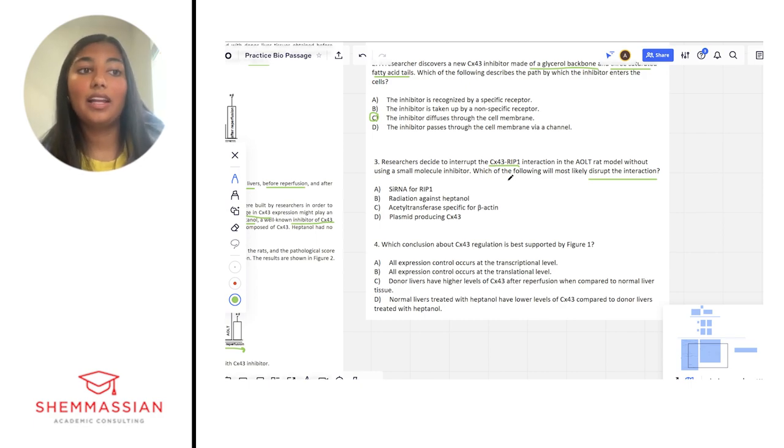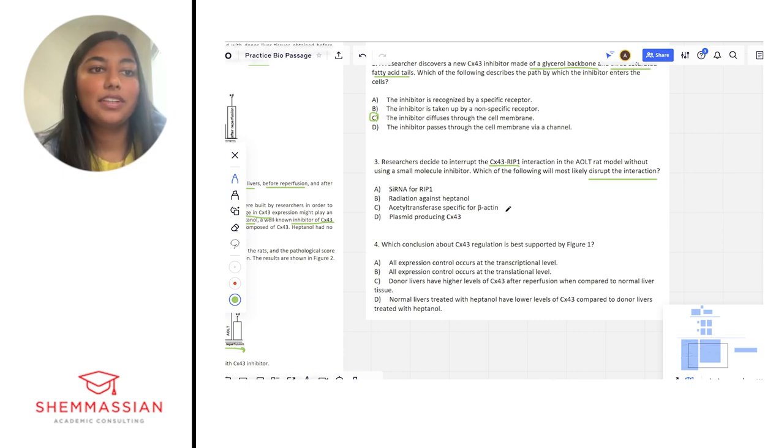So I do know that a lot of times researchers will use radiation or EMS to mutagenize things. However, if we're just using radiation against heptanol, radiation may affect tons of other things within the cell, and we don't really know if it's going to be specific for connexin 43 RAP1 interaction. So while radiation will disrupt the interaction likely, we don't know whether or not it'll mess up a lot of other things too that are kind of unrelated.